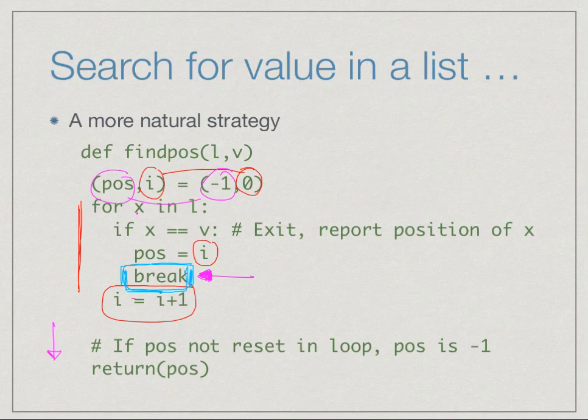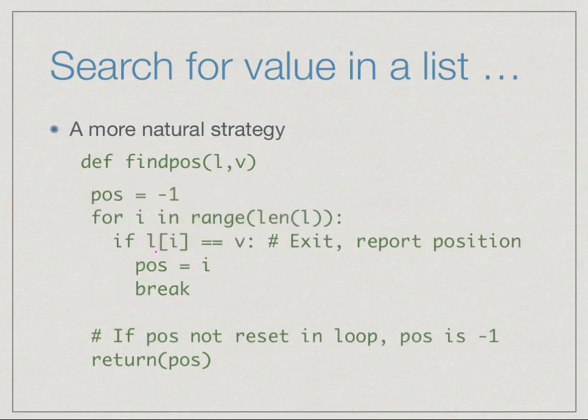Instead of scanning x, it is actually better to scan the positions. So it's better to say pos is -1, but instead of going through x in L, go through i in the range 0. Remember, this is implicitly 0 to the length of L minus 1. So we go for i in the range 0 to length of L. If we give only one argument, it is taken as the upper bound, so this will go through all the positions.